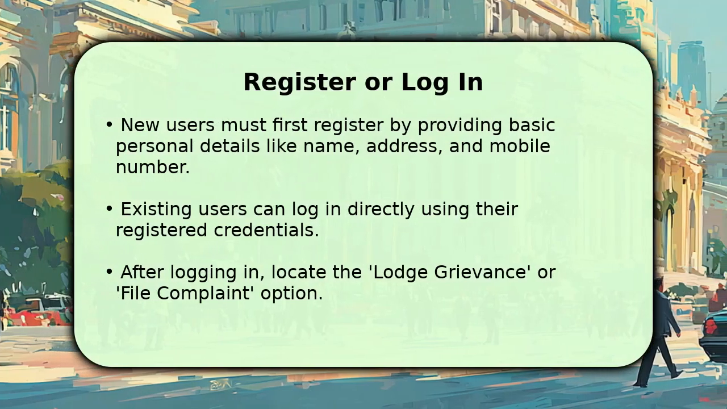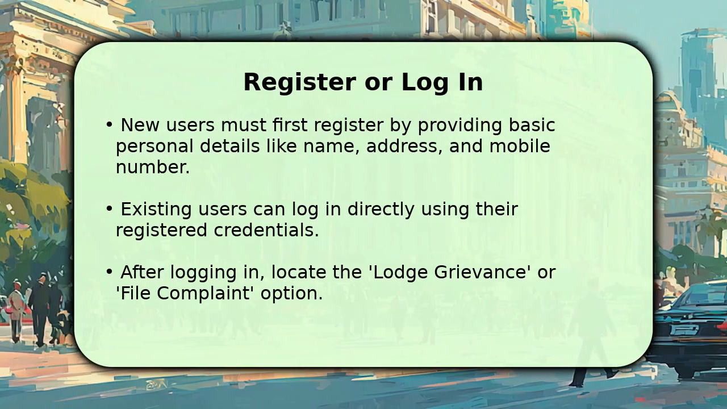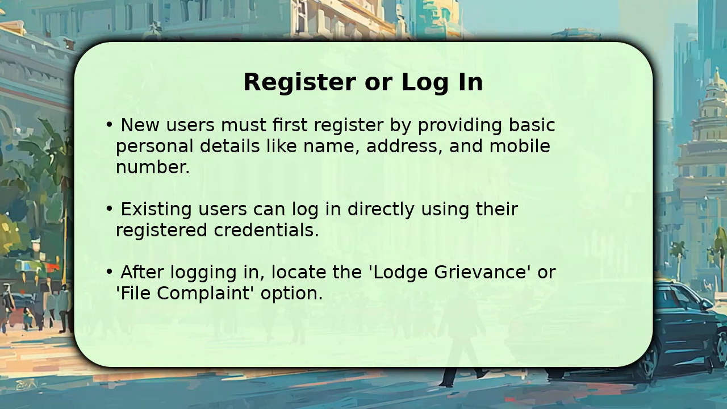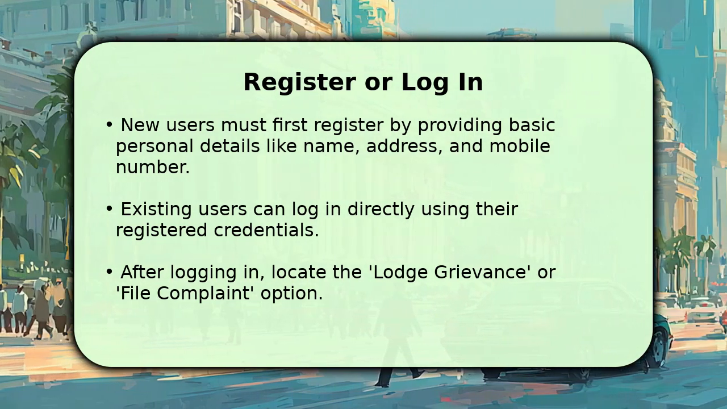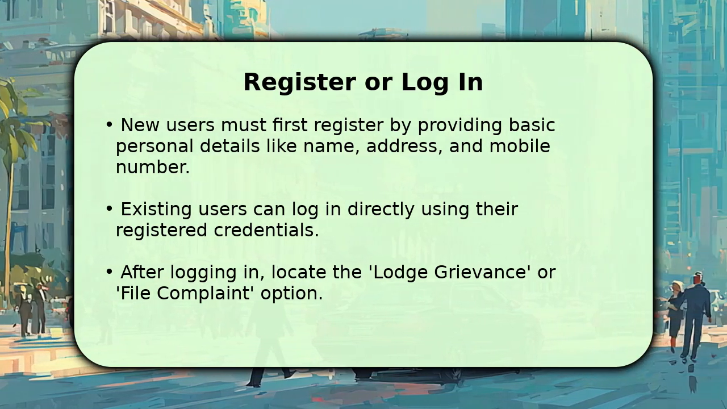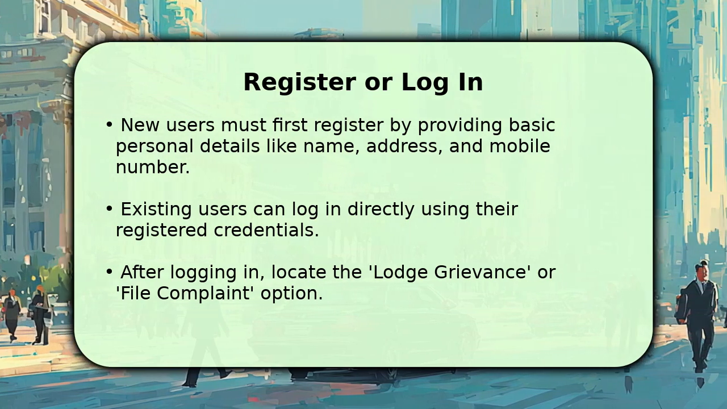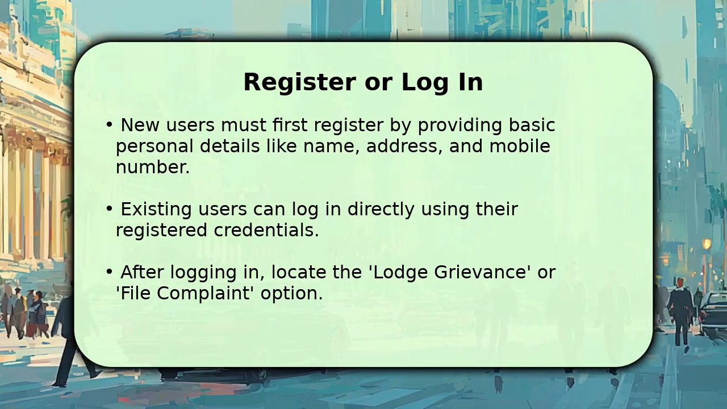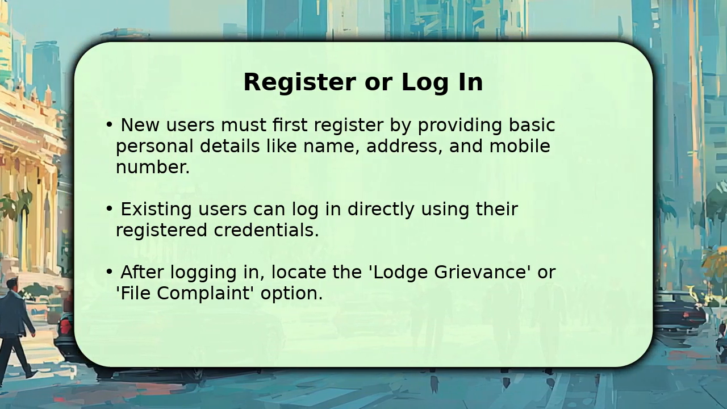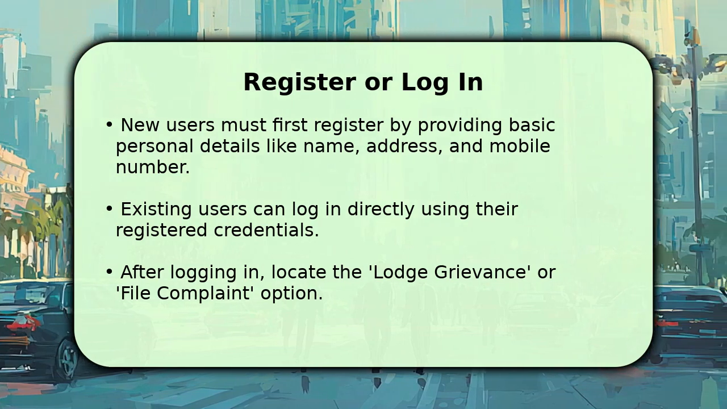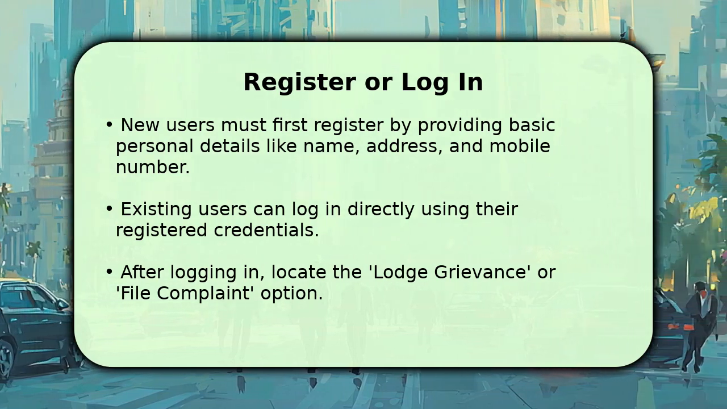If you are a new user, select the New User Registration option and fill in the required personal information, including your mobile number for verification. Existing users simply enter their username and password to log in. Upon successful login, you will find a prominent link or button, typically labeled Lodge Grievance or File Complaint, which will take you to the main complaint submission form. This is where your journey to resolving your concern truly begins.